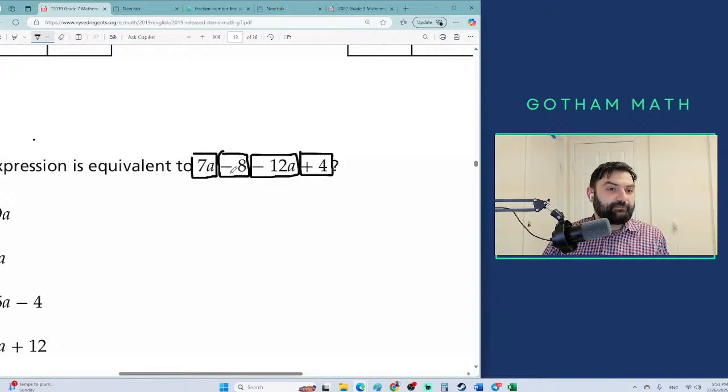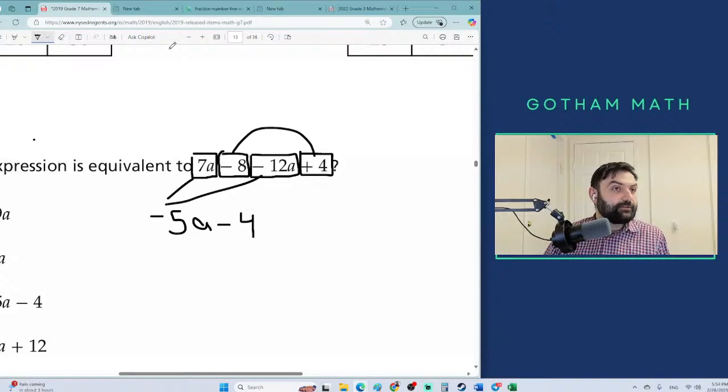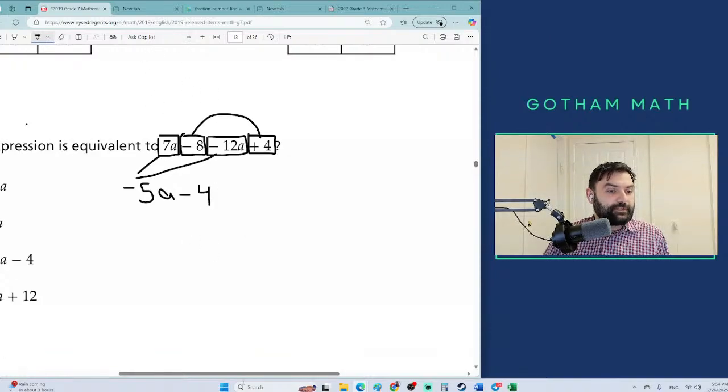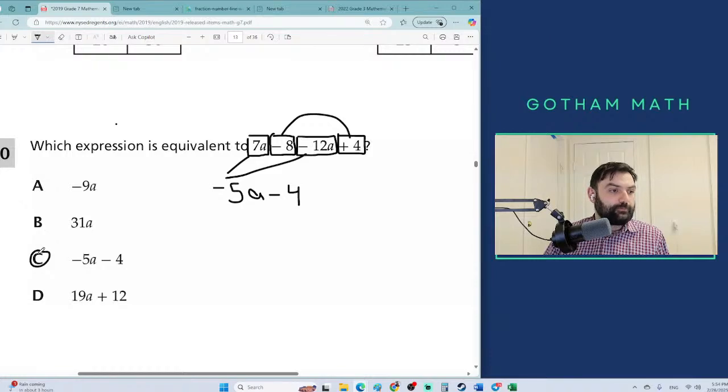So now we have to combine, like smoosh together, like terms. We're going to smoosh together 7a and -12a, which will give us -5a, right? 7 - 12 is -5. And then we're going to smoosh together -8 and 4, which is -4. And that's it. You cannot go any further. This is the answer. Boom. You cannot subtract those; they are unlike terms, the one that has a letter or a variable next to it and the one that doesn't. Okay?